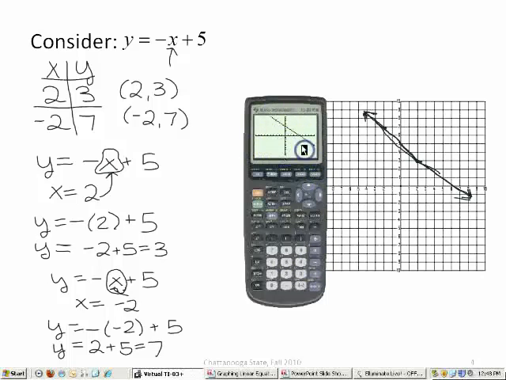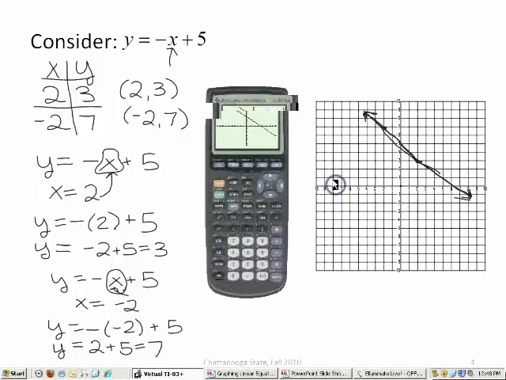Press graph. Now if your graph doesn't look like this, if your x and y axis look different, you can always go to the zoom button, which is again on that top row. Zoom and choose the 6th option, which is standard. What that does is it sets the x and the y axis on the calculator the same as on this grid, from negative 10 to positive 10 on both axes.